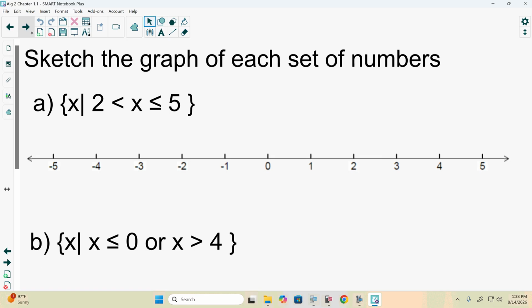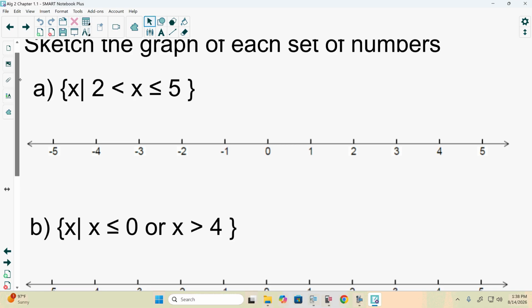Let's see here. Trying to remember where we finished up. So we did those. So we're starting here.